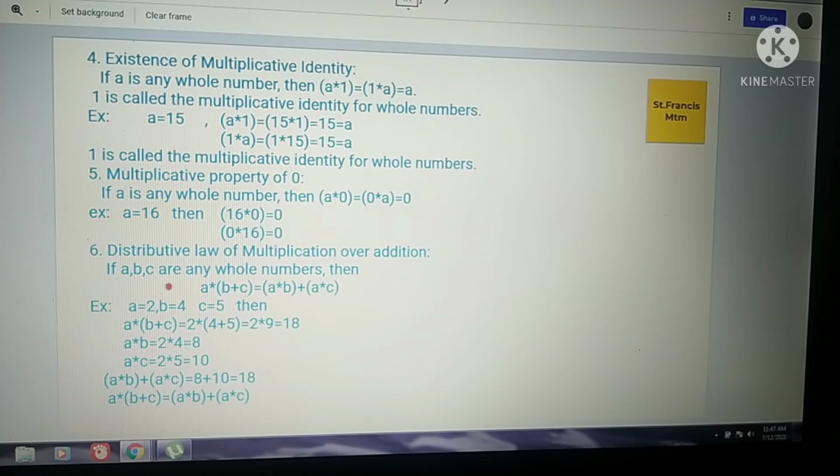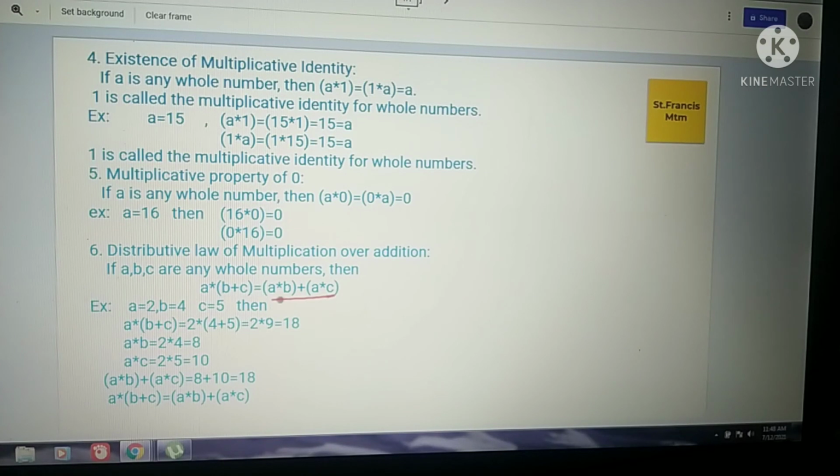We can also see this with one example. I am taking A equal to 2, B equal to 4, C equal to 5. Then what will happen? A into (B plus C), this first side I am doing. Replace the values of A, B, C here: 2 into (B plus C), which becomes 9. So 2 into 9 will be 18. Here we got 18.